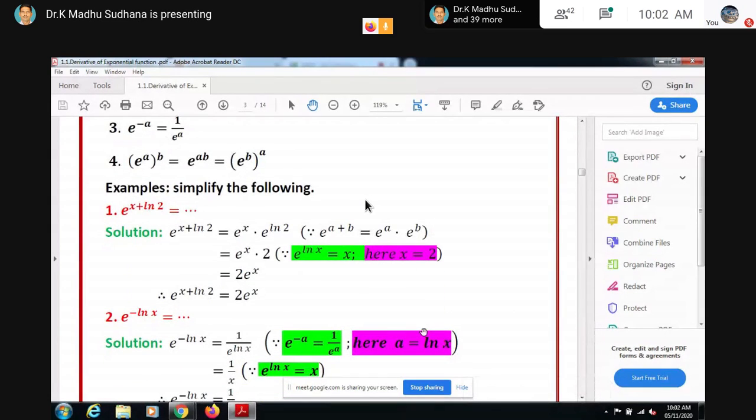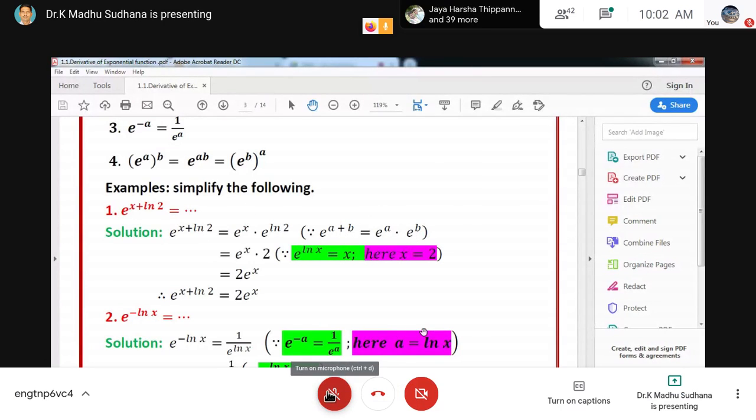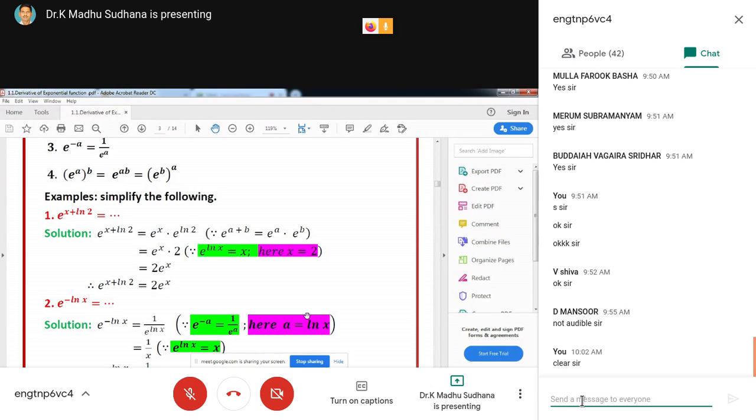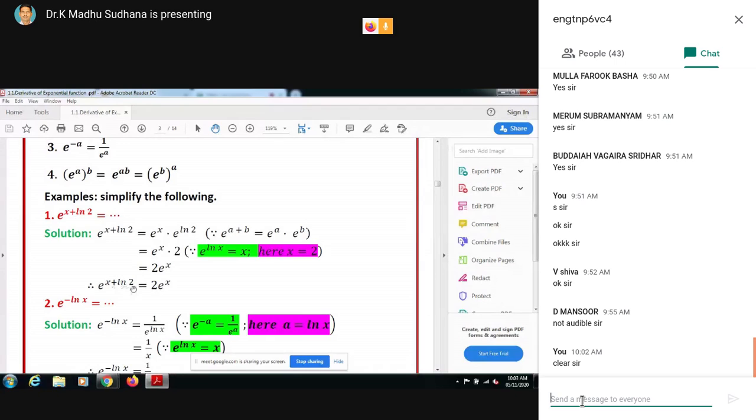By using that, we have to do some simplification. See, e power x plus log 2. Like a power m plus n equal to a power m into a power n, here e power x plus log 2 is e power x into e power log 2. Already we saw the previous formula: e power log x equal to x. So e power log 2 equal to 2. Therefore, you can write it as 2 into e power x. Therefore, e power x plus log 2 equal to 2 into e power x. This is about the simplification of the value.